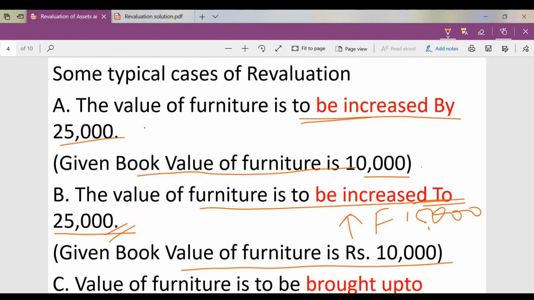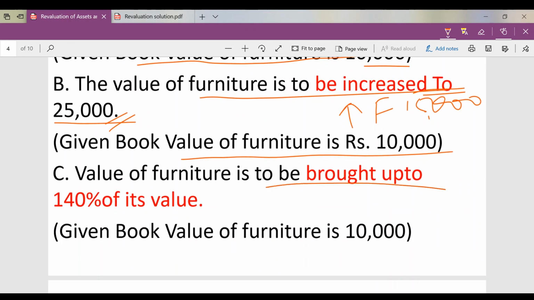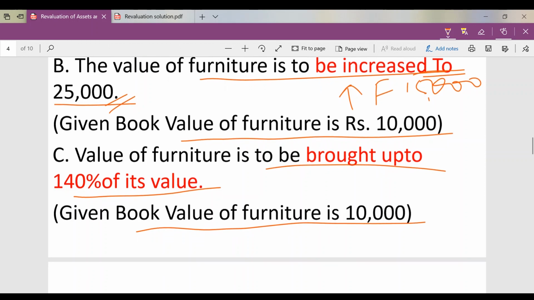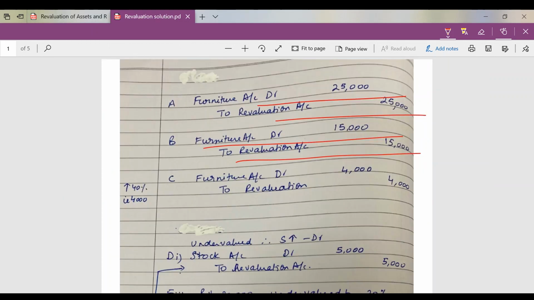Next is the value of furniture is to be brought up to 140% of its value. So the book value of furniture is how much? 10,000. And what do you want to do? You want to bring it to 140%. That means 40% has to be the increase in the value. So how do you do that? See, 100% is already there, so increase it by 40% of this more. That is 4,000, right? So the entry for increase would be of 4,000 and the balance sheet new value is going to be 14,000. So furniture account debit to revaluation account.